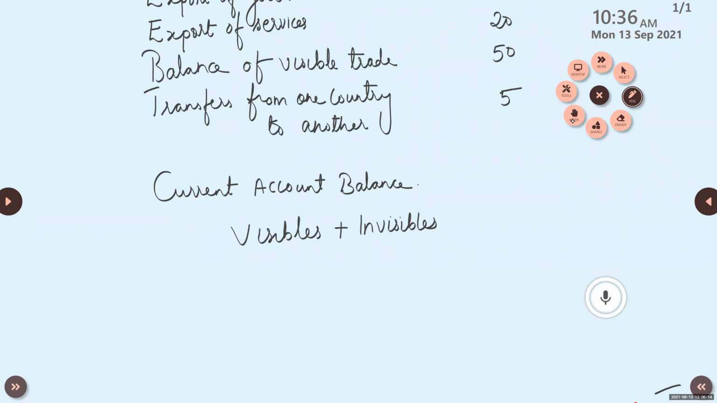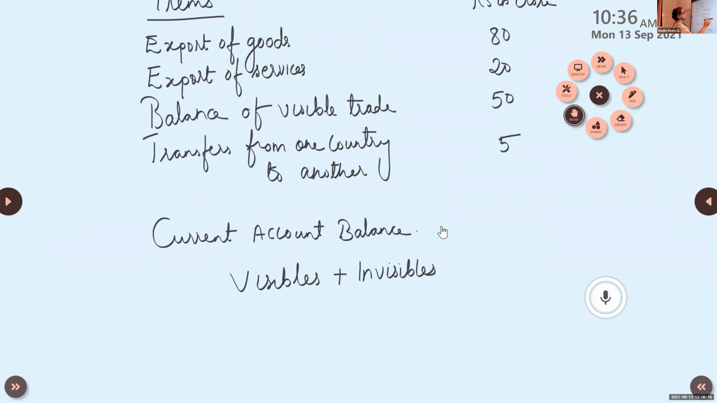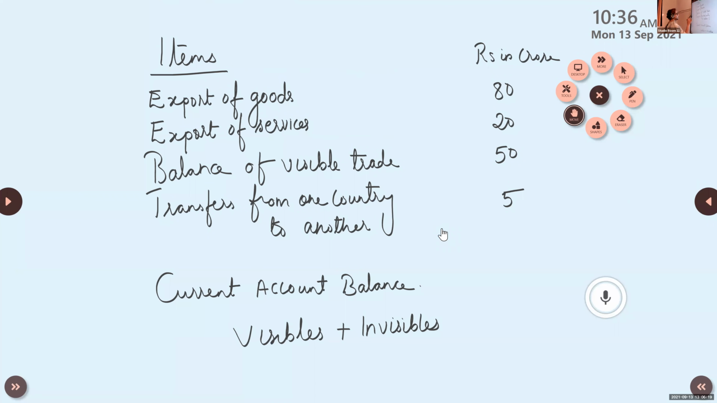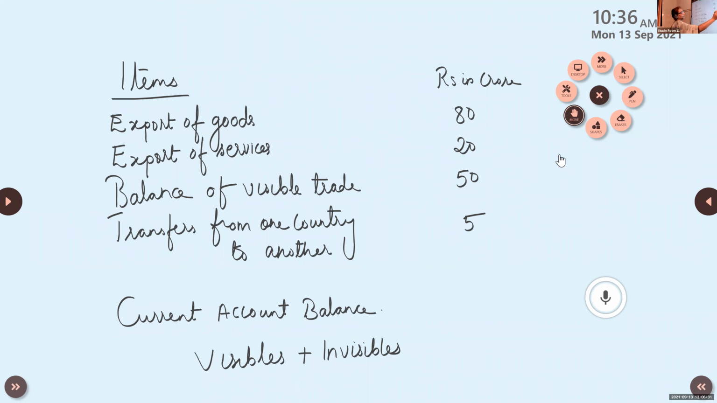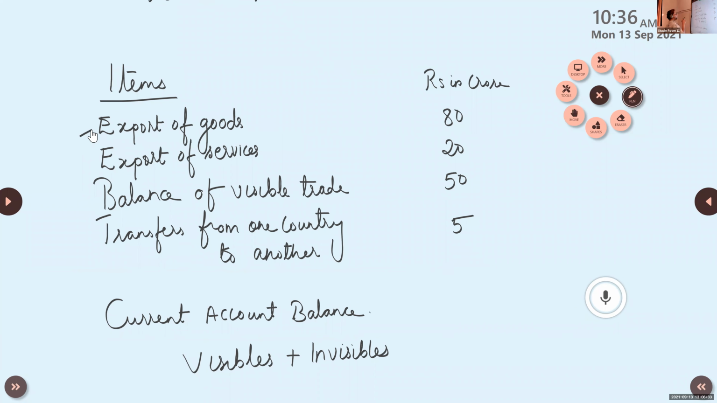Okay, let me ask from the first point onwards. Here we have export of goods, export of services, balance of visible trade, and transfers from one country to another. Export of goods comes under visibles. Export of services, that is invisible. Transfers are invisible. Balance of visible trade is given separately. So what does this balance of visible trade include?